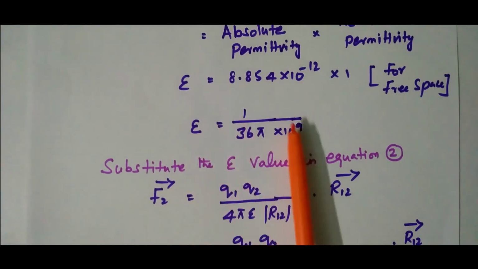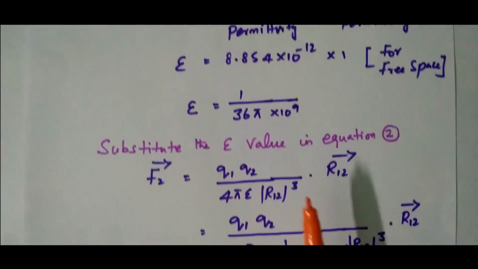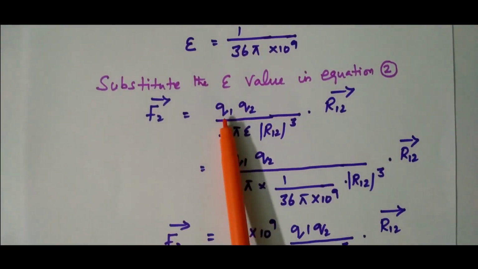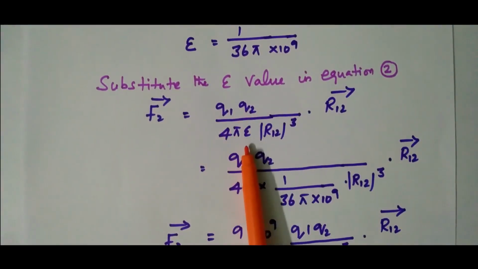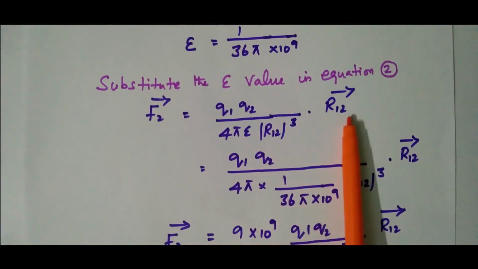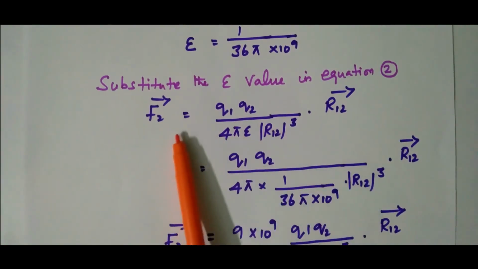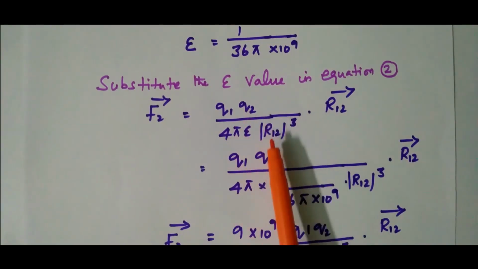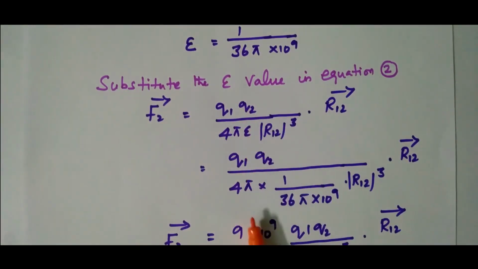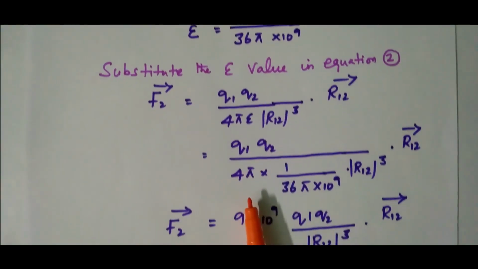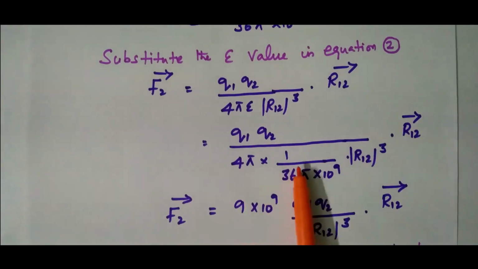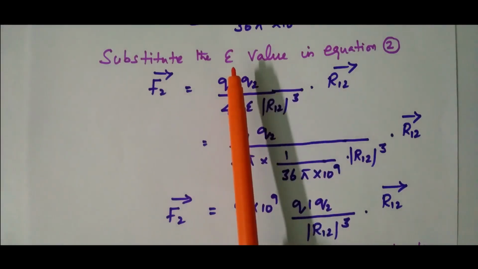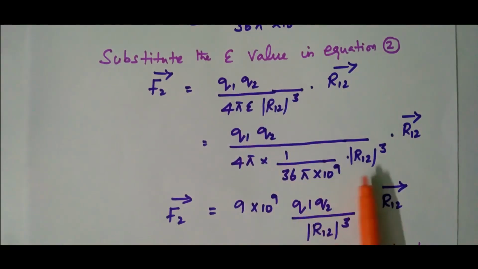Now we'll substitute this epsilon value in the second equation, the vector form. So q1 q2 divided by 4 pi epsilon r12 cube into r12 vector is nothing but the vector form, equation number 2. In this we are going to substitute this epsilon value. So q1 q2 divided by 4 pi into 1 divided by 36 pi into 10 to the power 9, with this epsilon value substituted, and r12 cube into r12 vector.